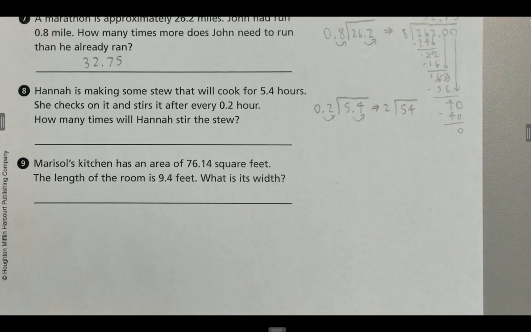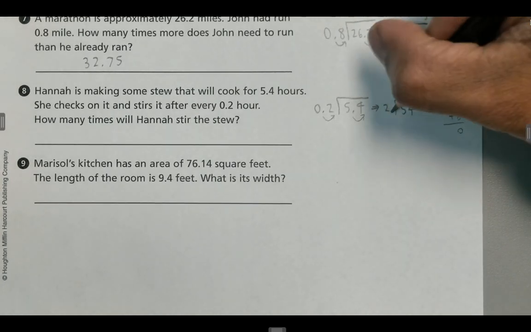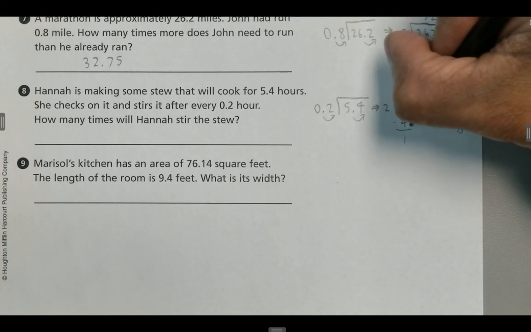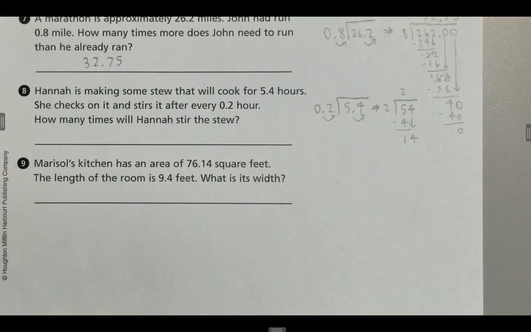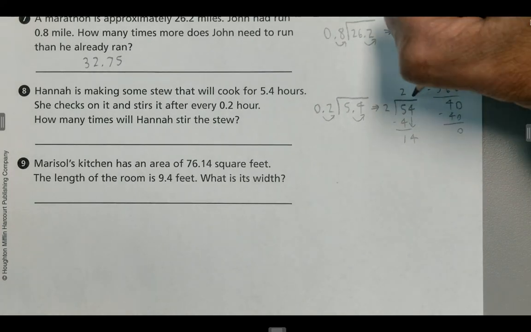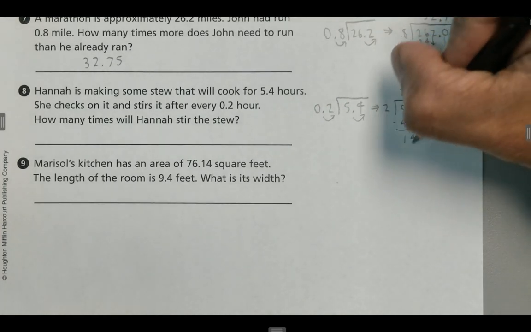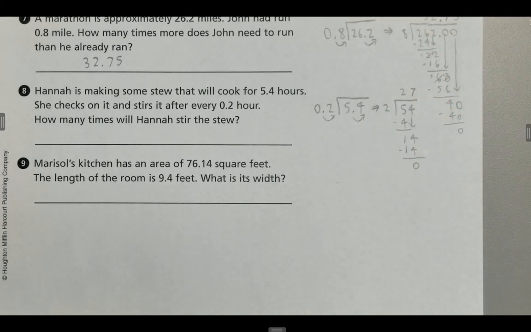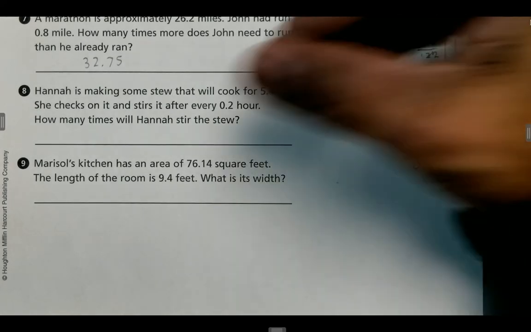2 goes into 5 twice. 2 multiplied by 2 is 4. Subtract. Bring down. 2 goes into 14 7 times. 2 multiplied by 7 is 14. Subtract. Nothing left to bring down. 27 times.